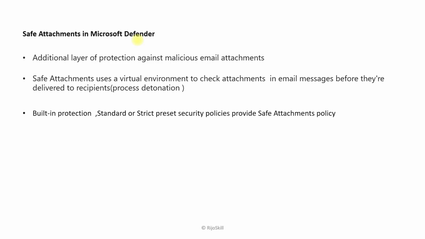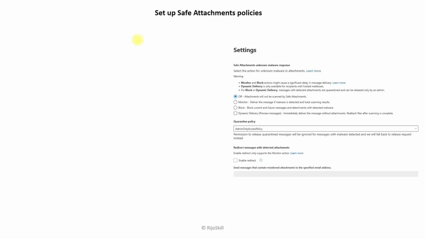Where will this policy be? You get built-in protection already provided by Safe Attachment. Built-in protection means once you create the email in Office 365 from your side, you will get the built-in protection. If you configure the Standard and Strict preset policies, they also provide Safe Attachment. Now we will go to the setup of the Safe Attachment policy. Once you implement the policy, you can see the settings, Safe Attachment and malware response, with options like monitor, dynamic delivery or block. All the configuration is here. We will discuss each configuration.